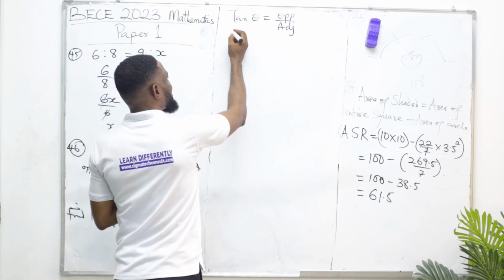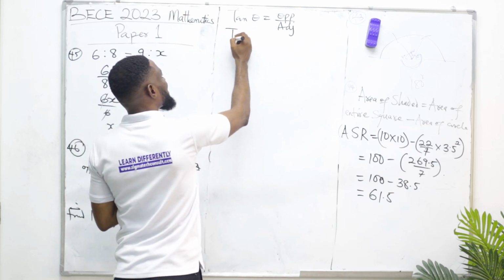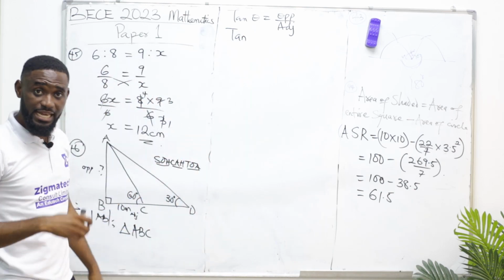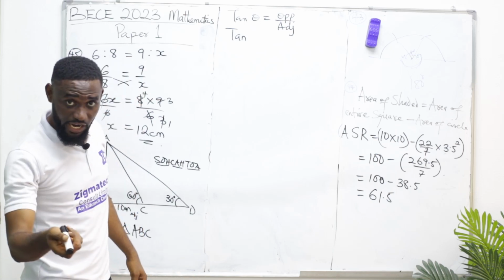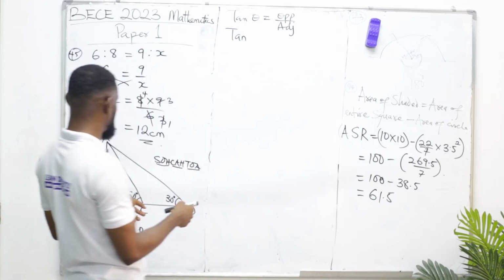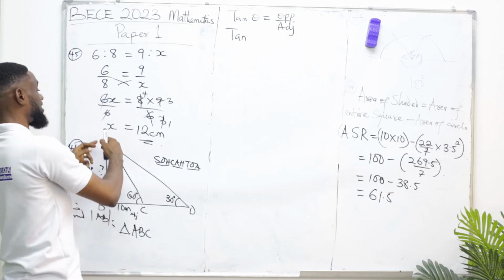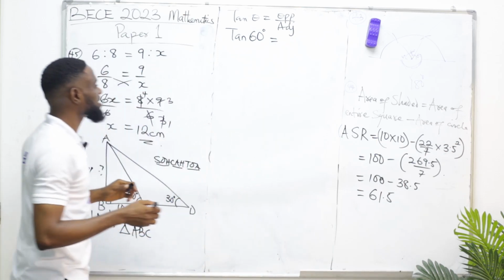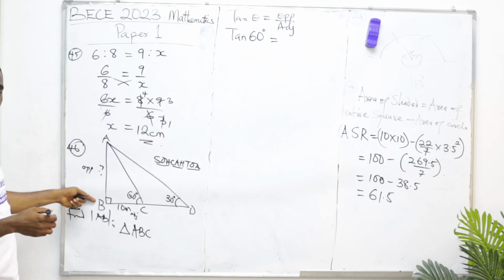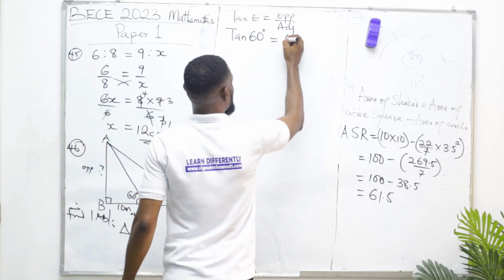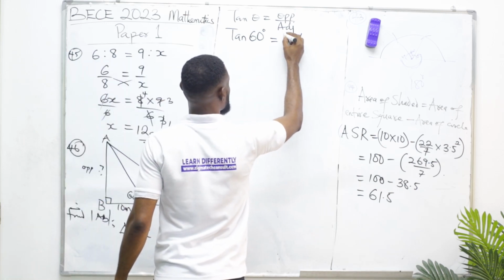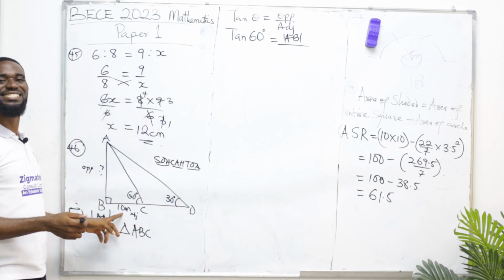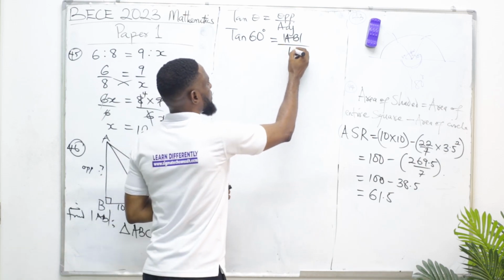Now, our theta is 60. Theta means the angle you are given in the triangle. So our angle is 60. Look at it here. This is the angle in the triangle we are looking at. So tan 60 degrees is equal to, what is our opposite? Our opposite is AB, which is what they ask us to find. So AB, divided by our adjacent. What is our adjacent? Our adjacent is 10 meters. So all over 10.